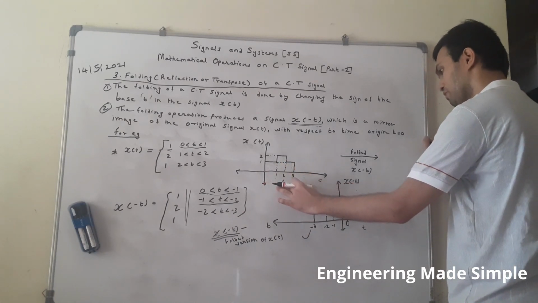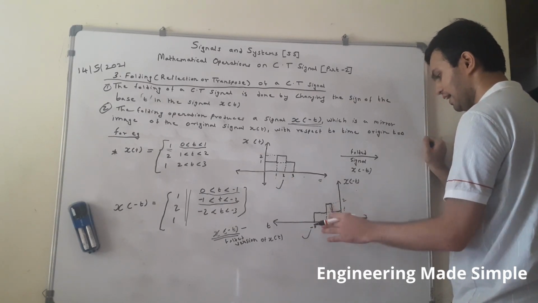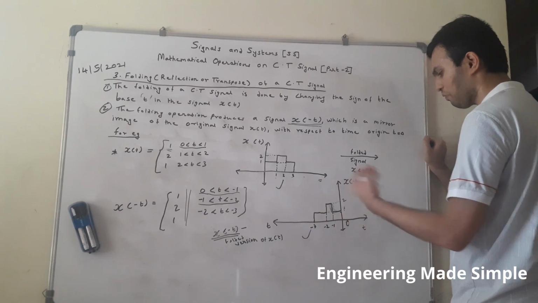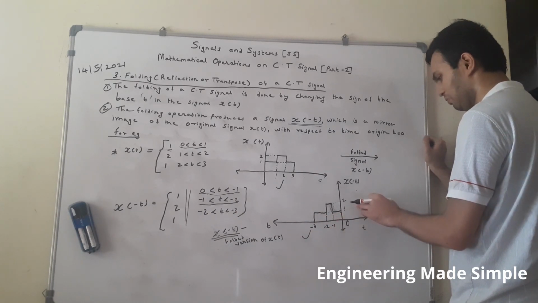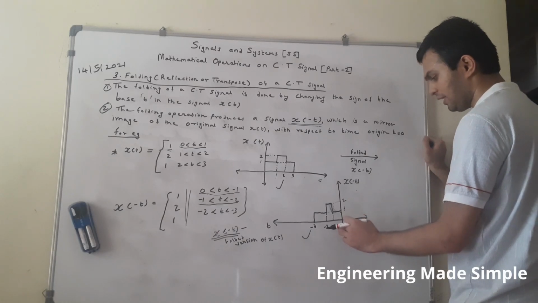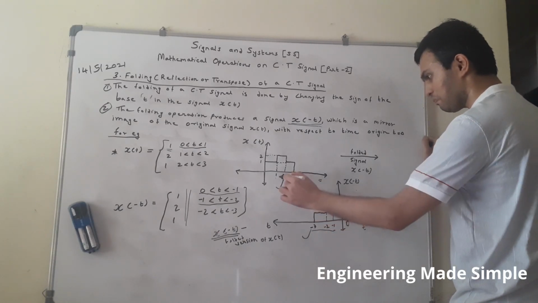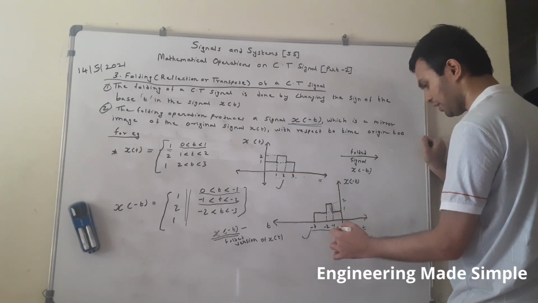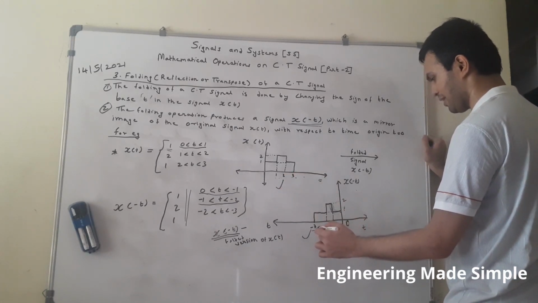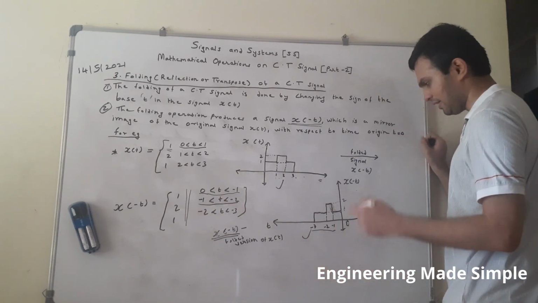So x of t is a right-handed waveform, and x of minus t is the entire waveform shifted to the left, or folded to the left, with respect to t equal to 0, but the amplitude values of the signal remain the same. Only the time axis changes. Earlier the time axis values were 1, 2, 3, and when we folded the signal we got minus 1, minus 2, minus 3, but all the amplitude values are the same. So I hope this is clear.